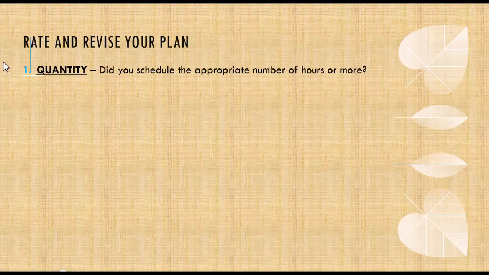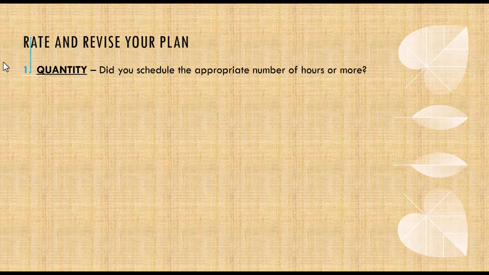Okay, so what's going to happen is that either in class, if you have a face-to-face class, or if it's an online class, you might do this in a discussion board, you are going to first rate and revise your plan, and then once you've revised it, you're going to post it and other people are going to give you feedback. So there are 4 metrics that I want you to think about.